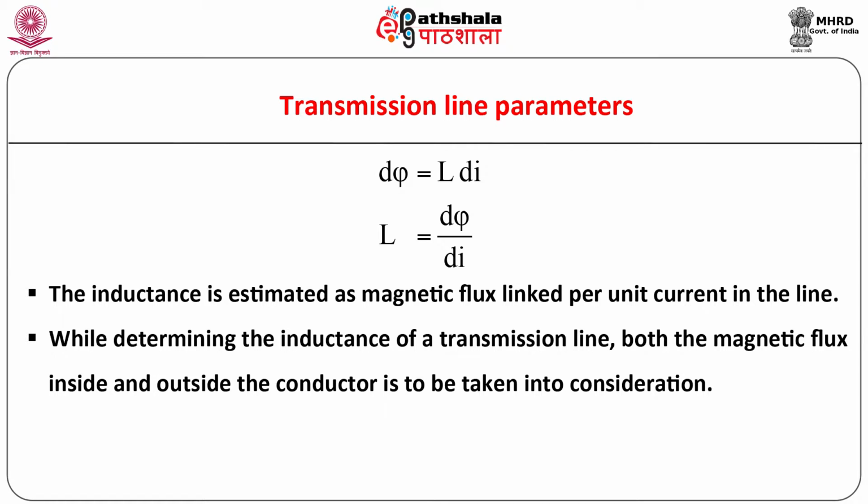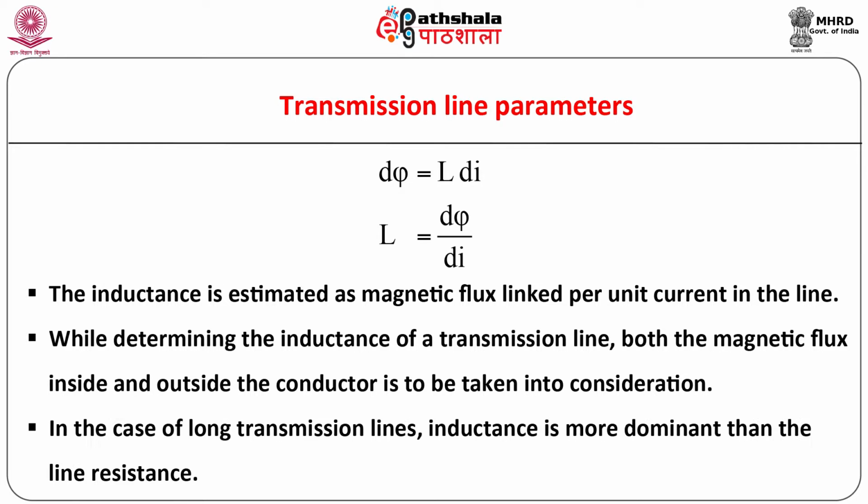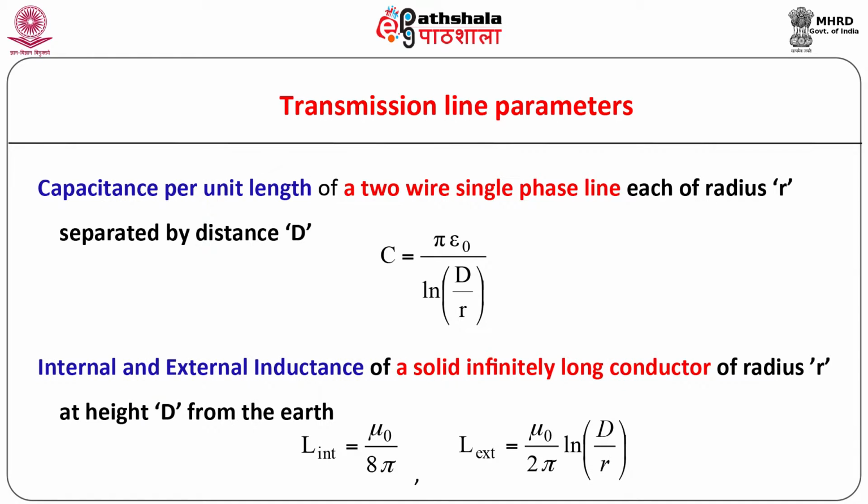While determining the inductance of a transmission line, both the magnetic flux inside and outside the conductor are to be taken into consideration. In the case of long transmission lines, inductance is more dominant than the line resistance. The series inductance and shunt capacitance depend upon the geometrical arrangement of the transmission line. We can derive such formulae using laws of electromagnetics. Some of such formulae for simple structures are as shown.